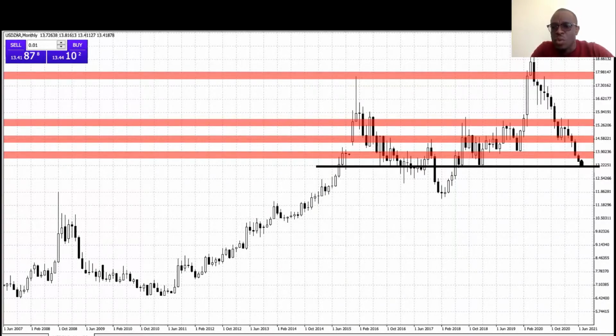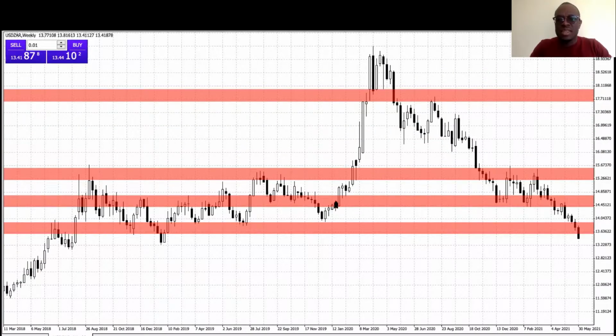So this is going to form the basis for our bullish movement, where the price is going to be rejected off this major support zone and form a bullish candle. If that happens, I'll then be expecting the price to come and retest the 14.58221 zone. So these are the two movements that I'm expecting in the coming weeks as far as the monthly time frame is concerned. Now let's move on to the weekly time frame.